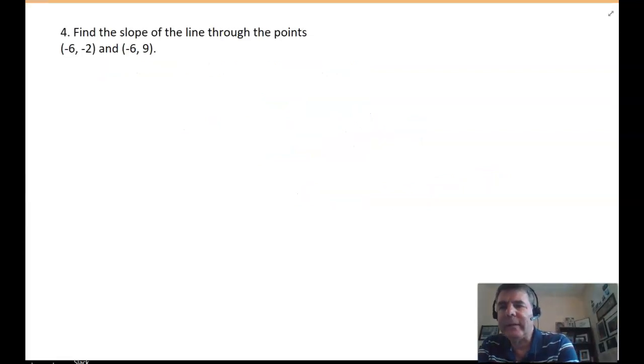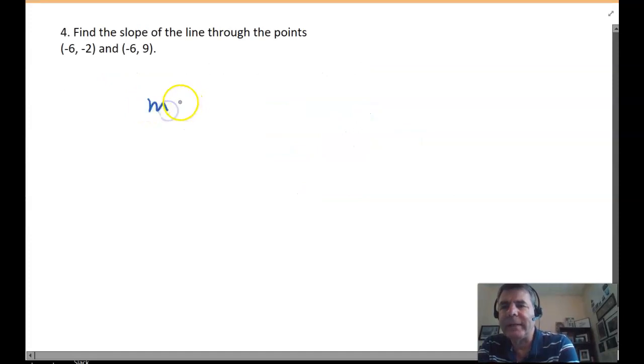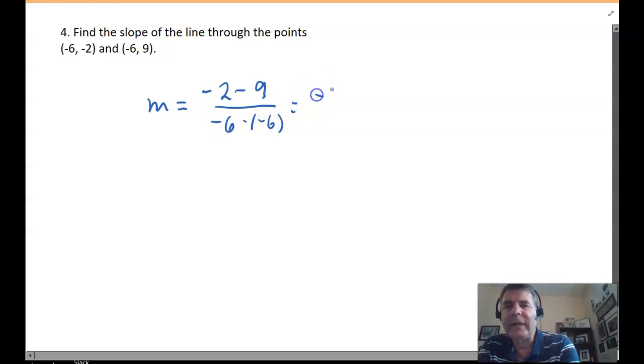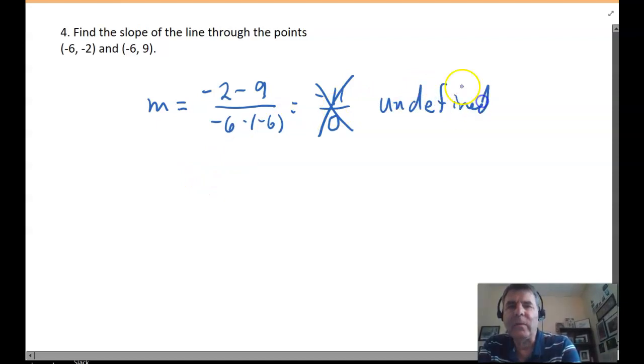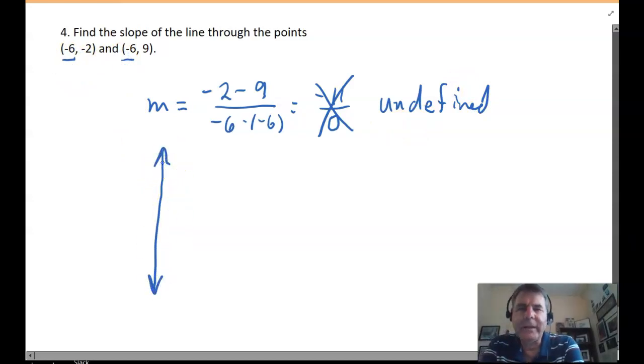They're perfectly flat. They don't go up or down. Okay, let's take a look at these 2 points and the slope of the line that contains them. My change in y is negative 2 minus 9, and my change in x is negative 6 minus negative 6, which is negative 11 over 0. Uh-oh, we can't divide by 0. What does that mean? It means that this slope is undefined. Well, what kind of line has an undefined slope? Notice they have the same x-coordinate, which means that this would be a vertical line. Vertical lines have undefined slope.